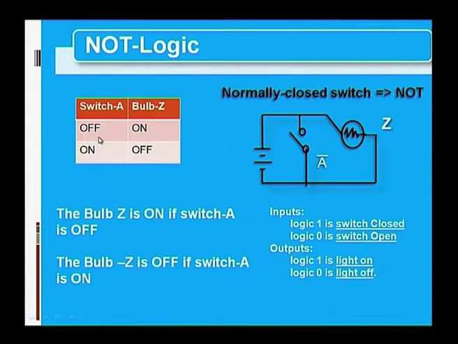So from the truth table we say if the switch is off, the bulb is on. If the switch is on, the bulb is off. It is nothing but invert or negation logic.